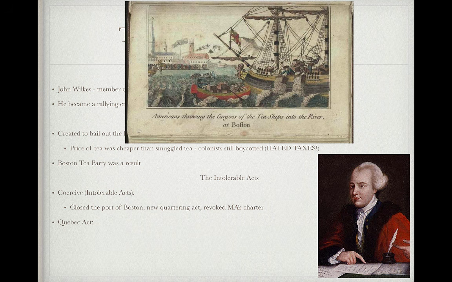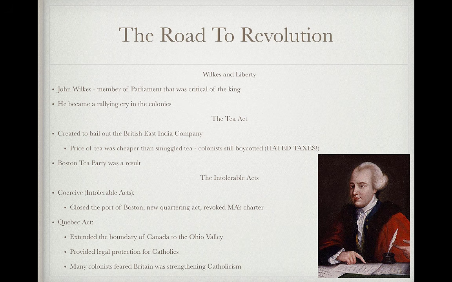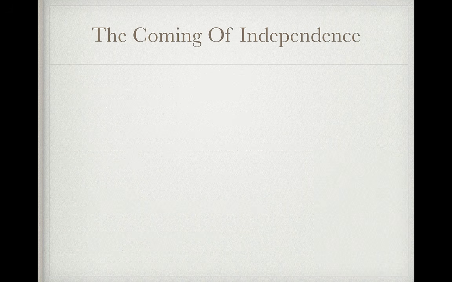At the same time, they passed something known as the Quebec Act, which extended the boundary of Canada to the Ohio Valley. So American colonists are very concerned because they think the Canadian border is encroaching on their land, and the Quebec Act also provided legal protection for Catholics, which many Protestant American colonists were very wary of. Many colonists feared that Britain was strengthening Catholicism at their expense. So the Quebec Act angered many American colonists as well.